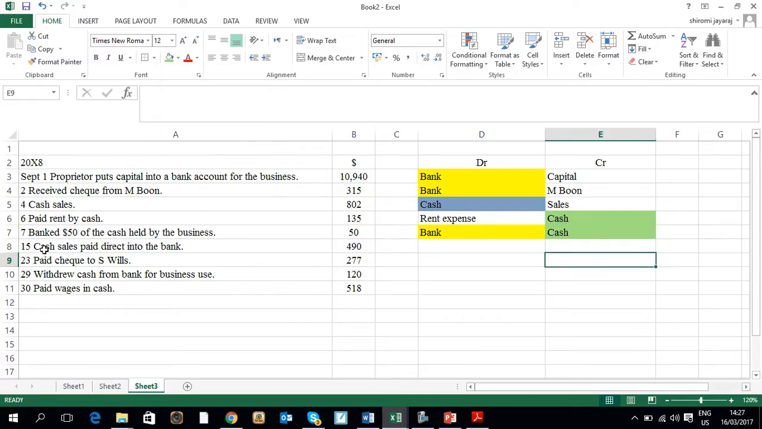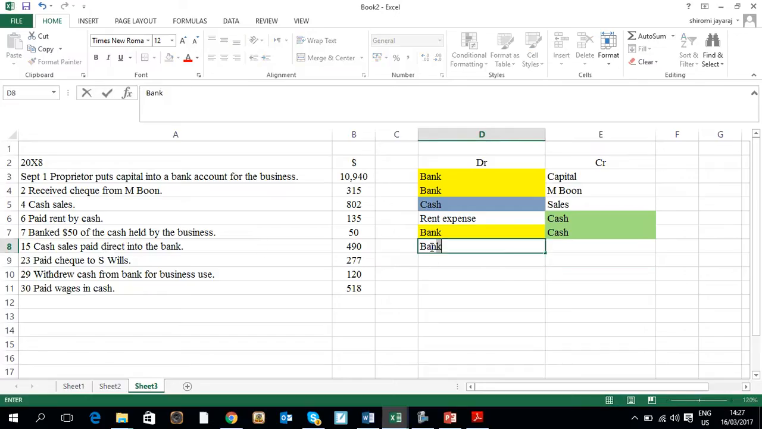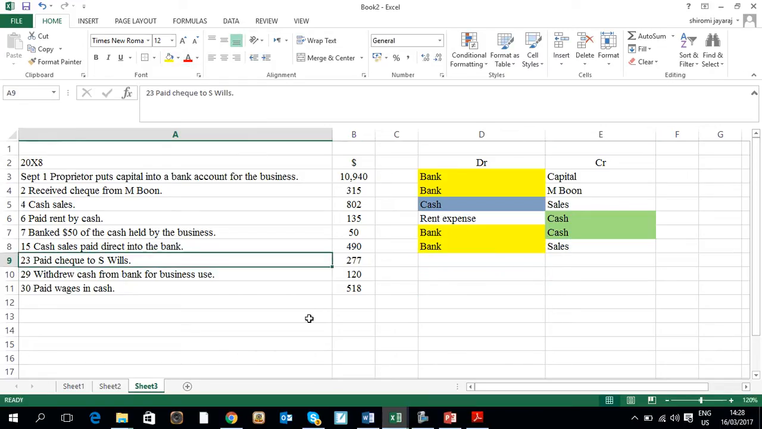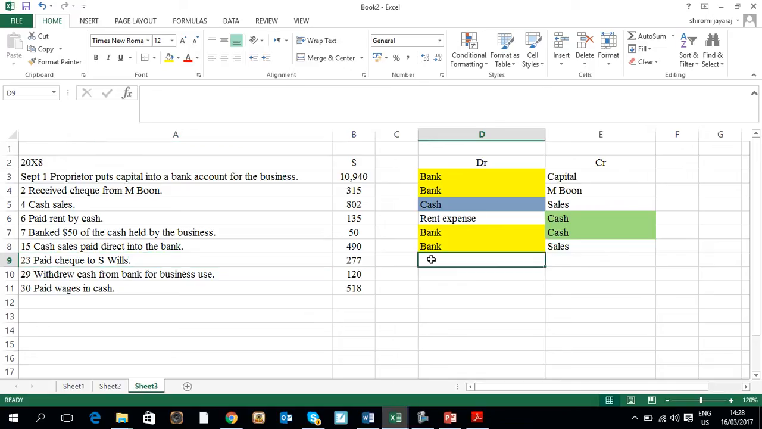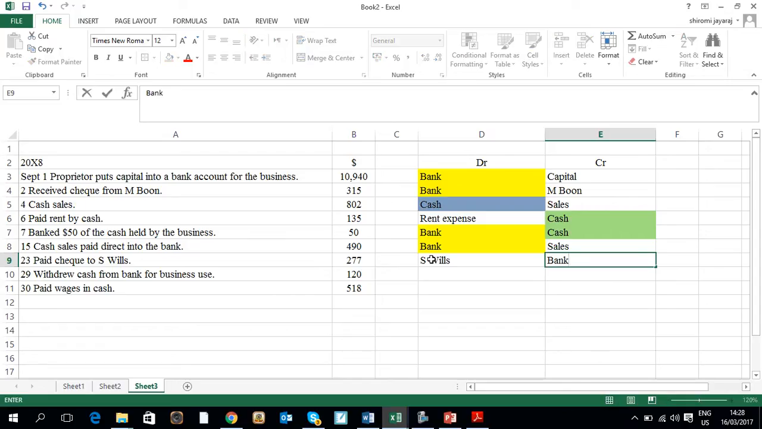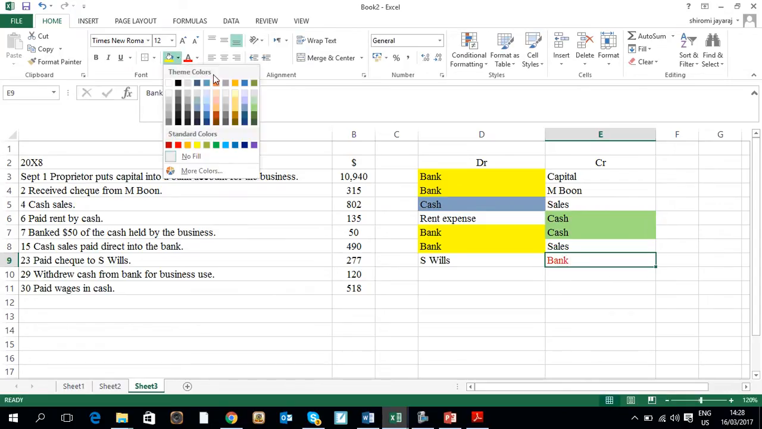Bank cash sales paid direct into the bank. Therefore, bank account debit, sales account credit. This is bank debit. Paid check to S. Wills. Paying to S. Wills, debit and bank credit. We credit the bank.